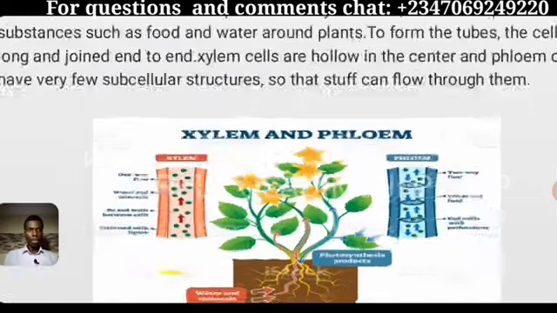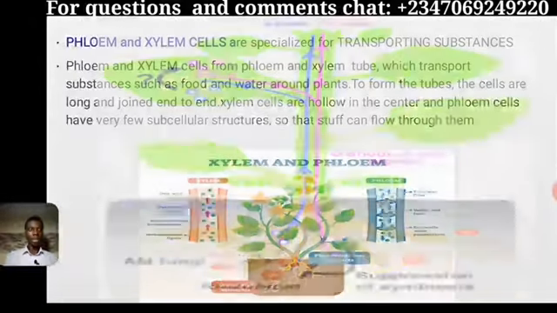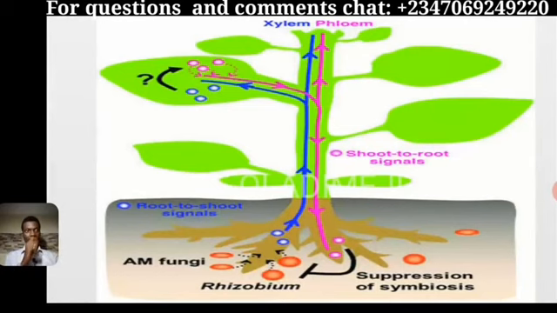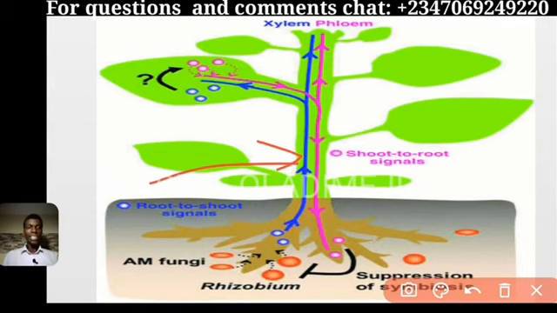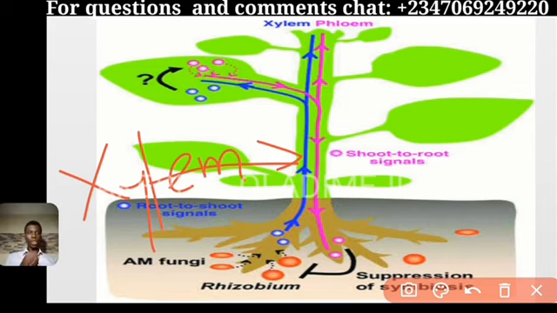Now, let me zoom this. Okay, let me use the second slide. Beautiful. This structure, the blue one that goes up, is the what? The xylem. What does it do? It transports, pay attention, water and mineral salt from the soil upward only. It only moves upward.